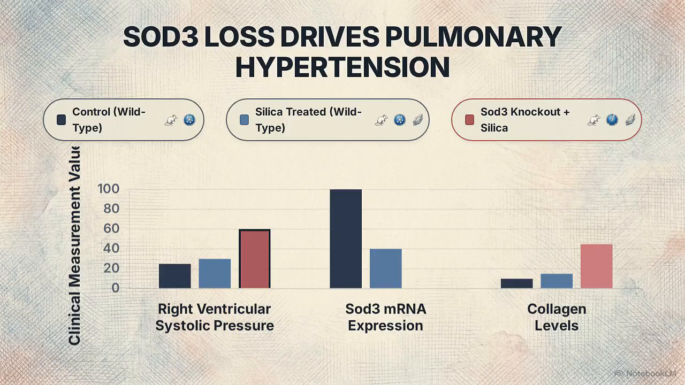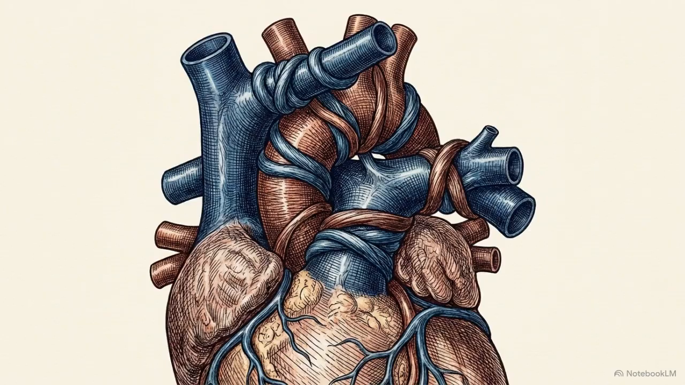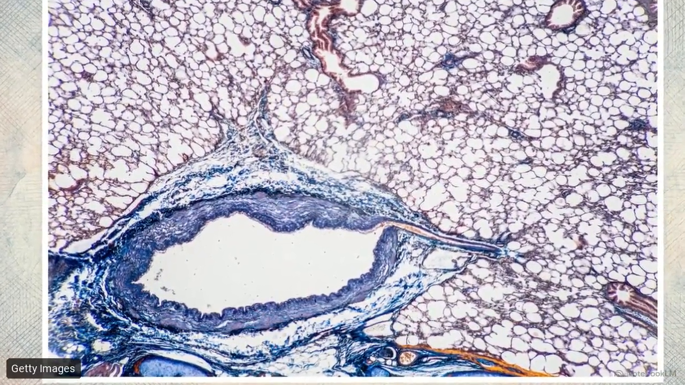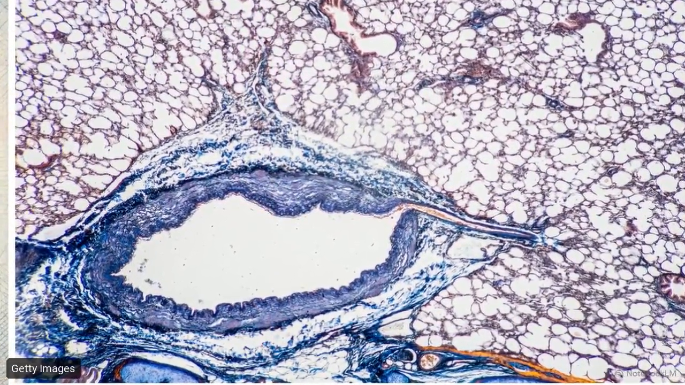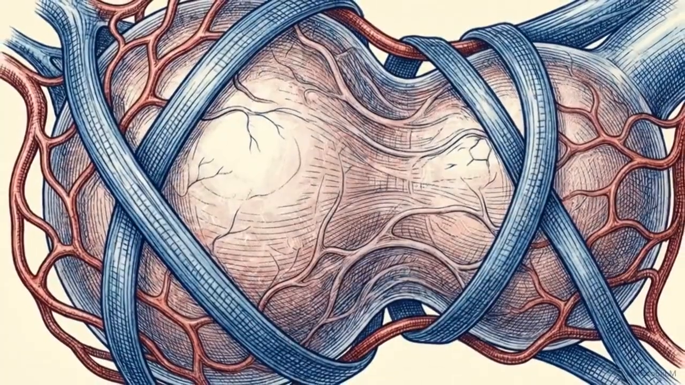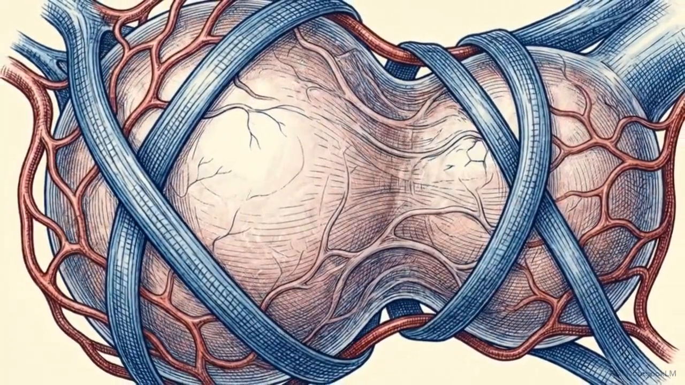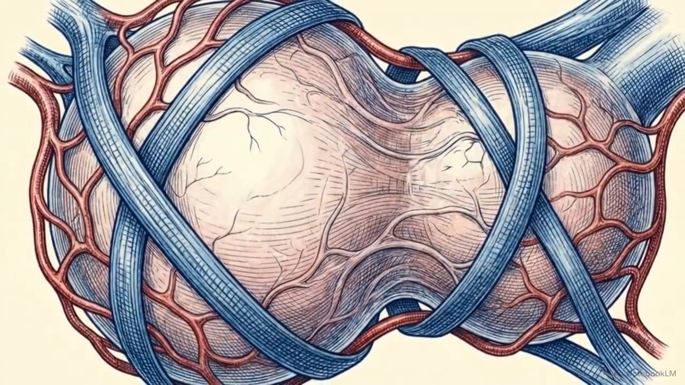These results are explained by Figure 3, which quantifies collagen levels in the lung tissue. The massive spike in collagen production in the knockout group matches the spike in right ventricular systolic pressure. Without SOD3 to neutralize oxidative stress, silica triggers a massive overproduction of collagen, causing high blood pressure in the lungs. Microscopic tissue analysis reveals the physical location of this collagen accumulation. This manifests as pulmonary fibrosis, thickening the delicate one-cell thick walls of the alveoli.